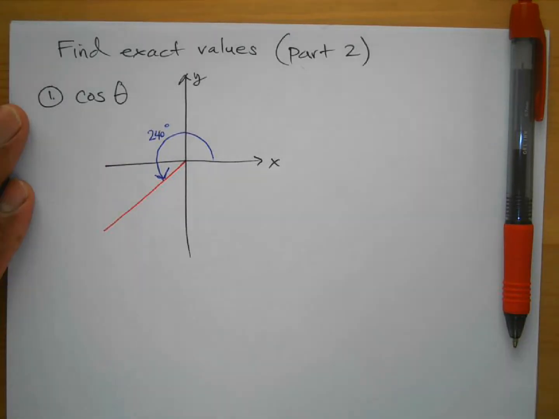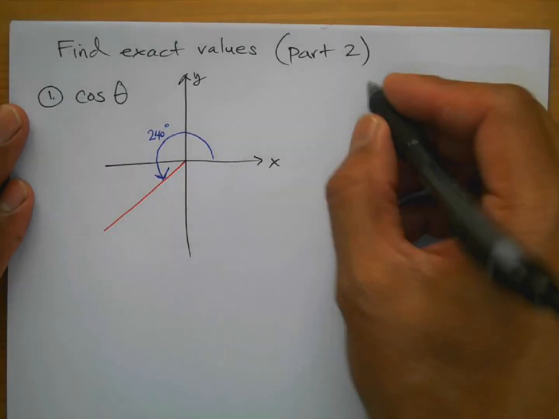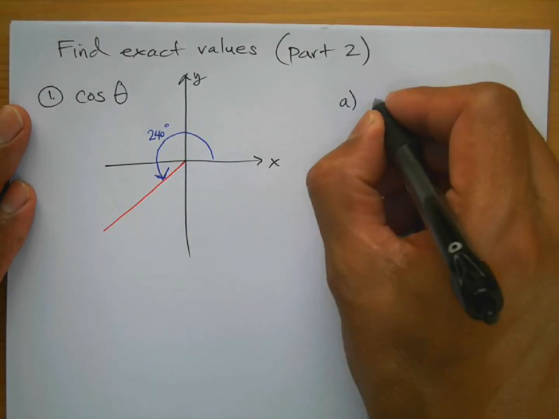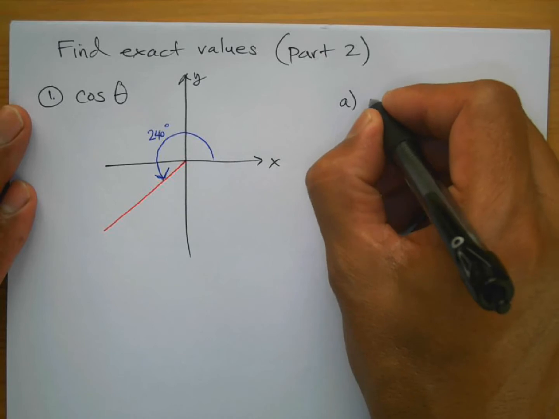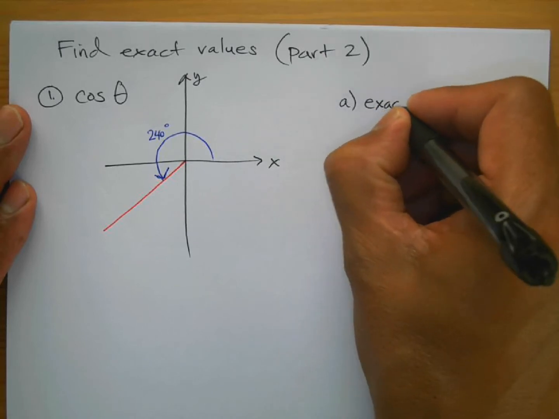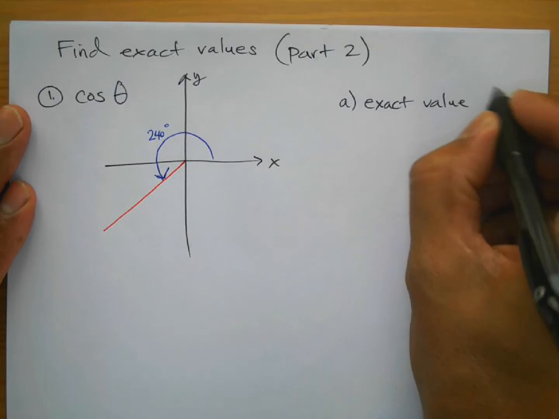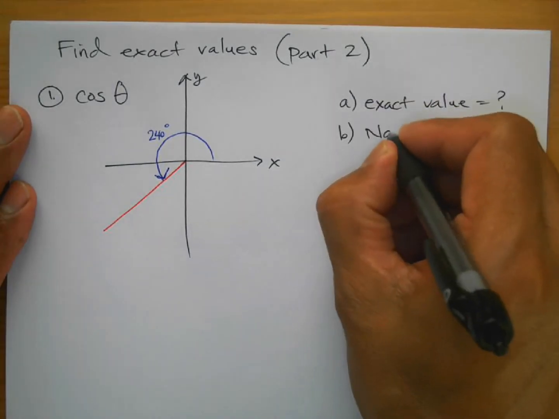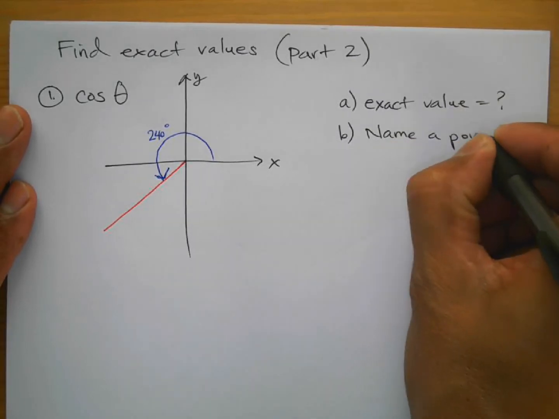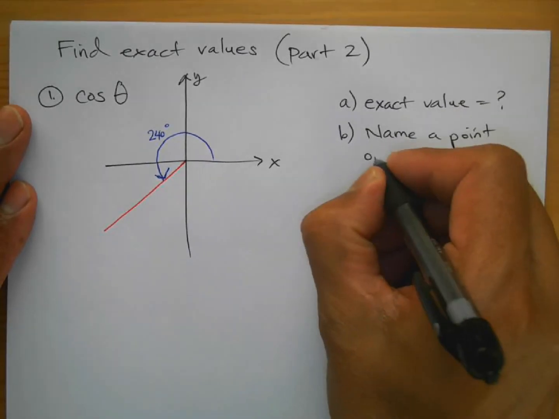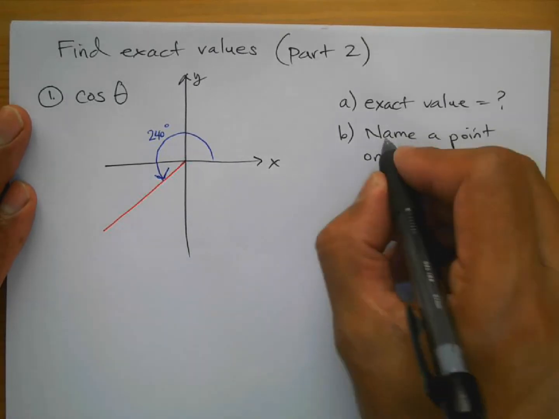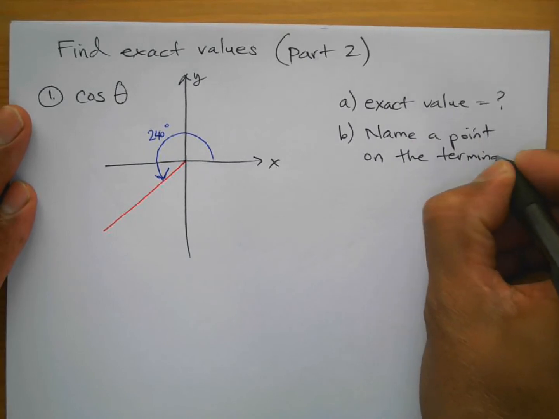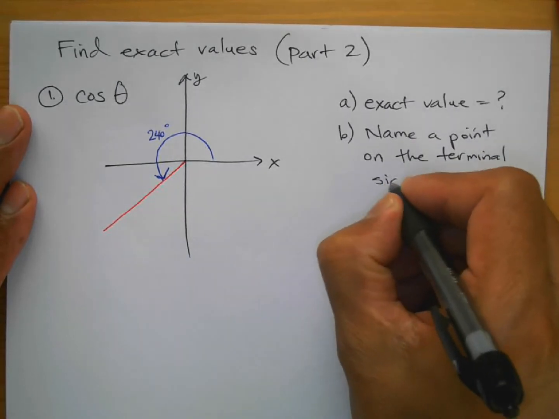Oh, by the way, part A is a 2-part question. They're going to say find the exact value. And part B is name a point on the terminal side, right? We covered that in the first video. Name a point on the terminal side.